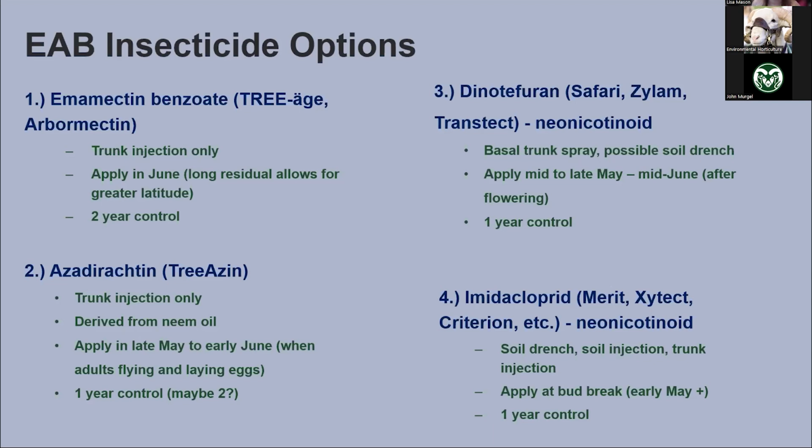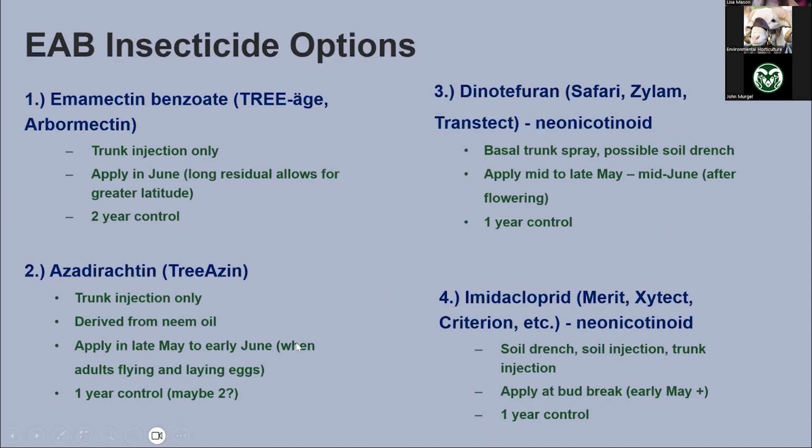Out of the four options, emamectin benzoate is labeled for 2 years, but research shows it can last 3 or even longer. So you could do treatment every 2 or 3 years. It is applied via a trunk injection. That is a safe way to get that insecticide through the tree. And while it does create small wounds in the bark, a healthy tree will be able to heal those over. So emamectin benzoate is a great option.